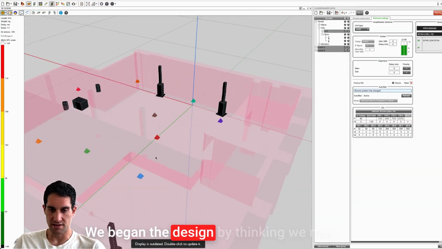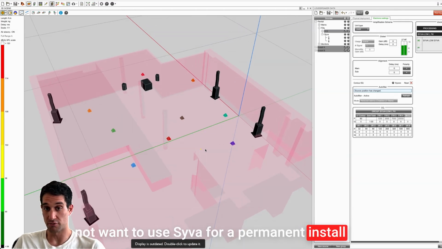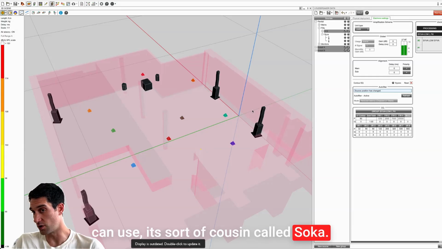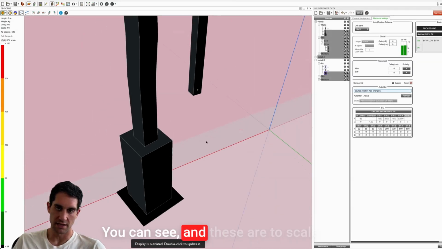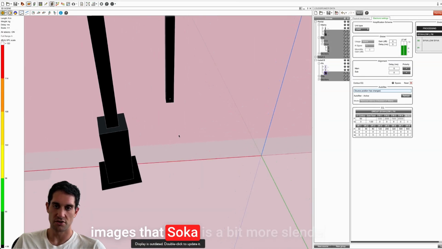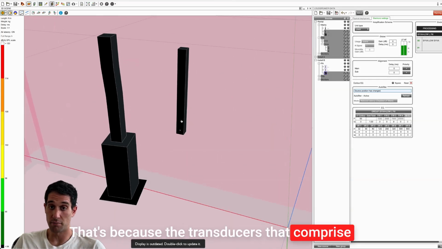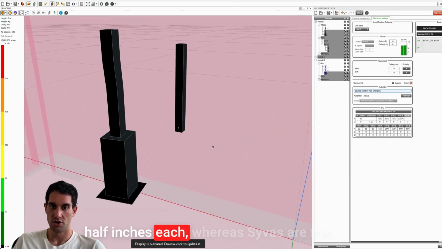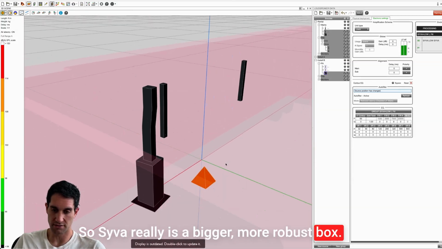We began the design by thinking we may not want to use Syva for a permanent install for the reasons mentioned, but maybe we can use its sort of cousin called Soka. This is Soka. Let's put a comparison up. You can see, and these are to scale images, that Soka is a bit more slender. That's because the transducers that comprise its mid-frequency element are 3.5 inches each, whereas Syva's are 5. So Syva really is a bigger, more robust box.